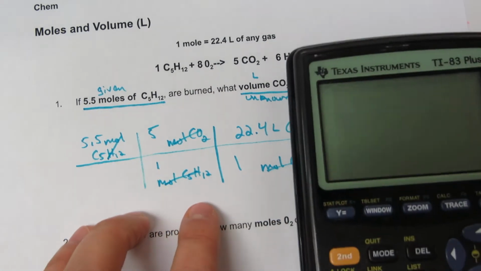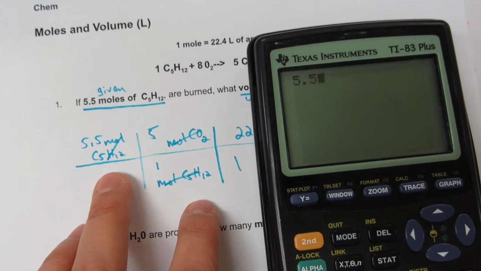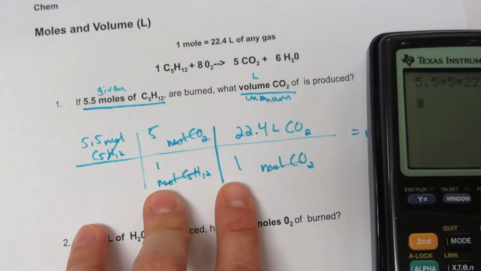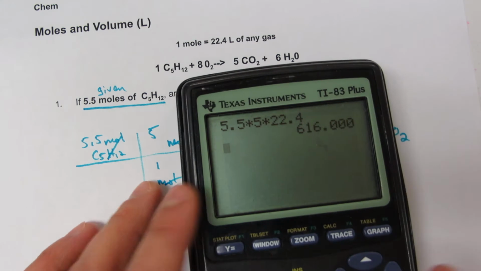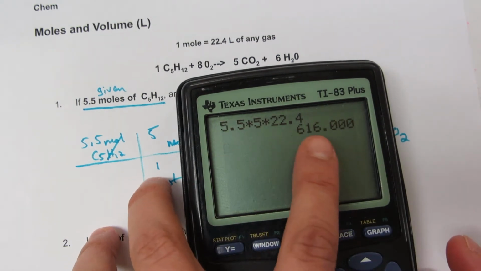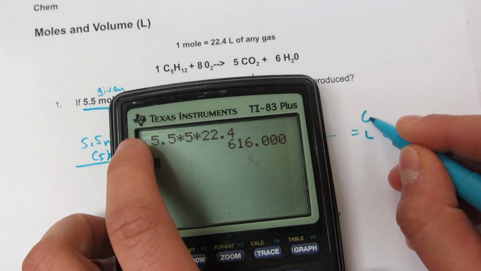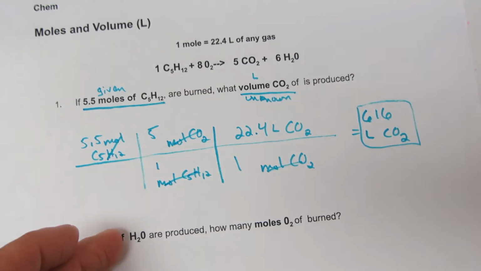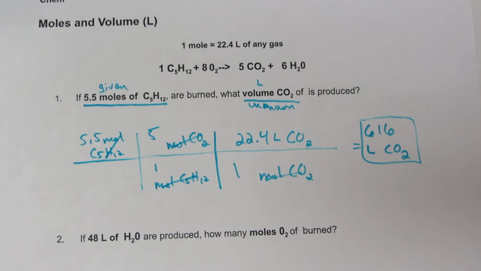So again, we're going to multiply the top numbers. So 5.5 times 5 times 22.4, enter. Our denominator is just 1, so this is our answer right here. So if we divide it by 1, it would be 616 as well. So 616 liters of carbon dioxide. Okay, so that's a volume type of problem.